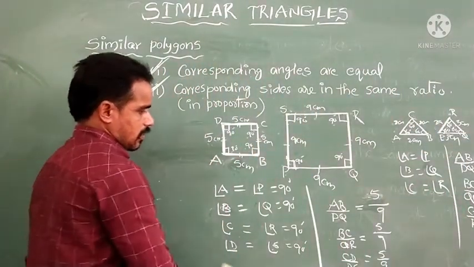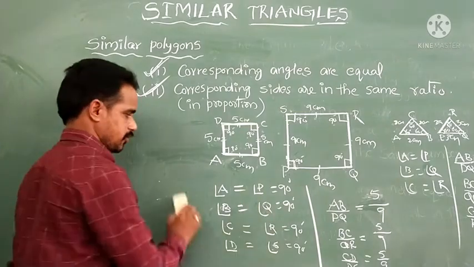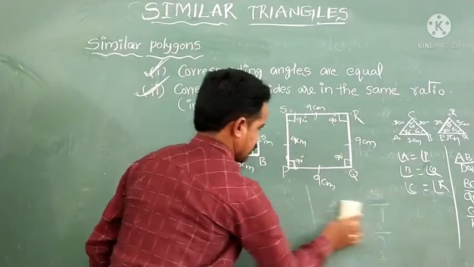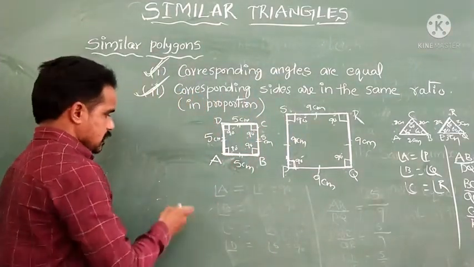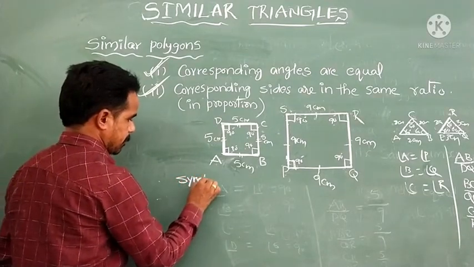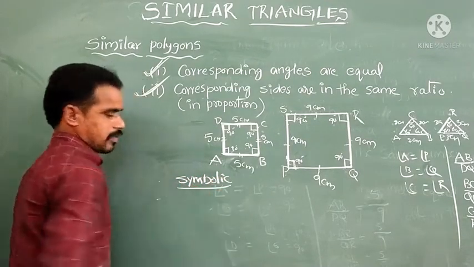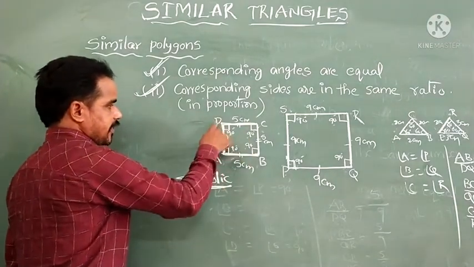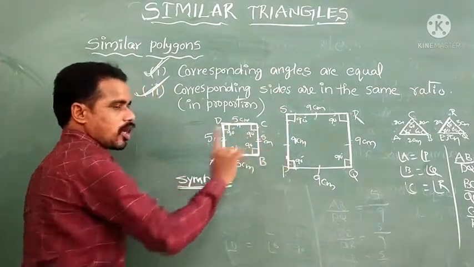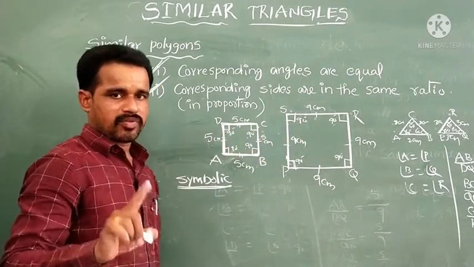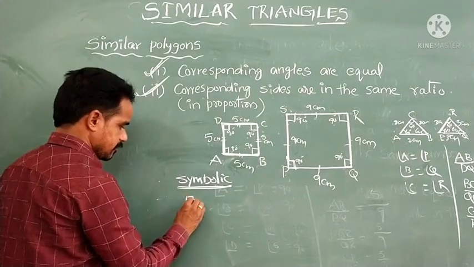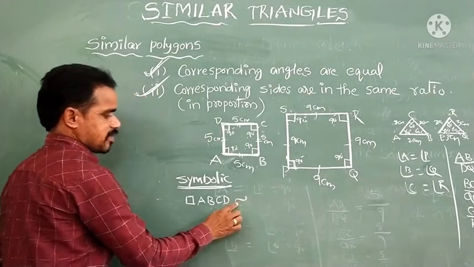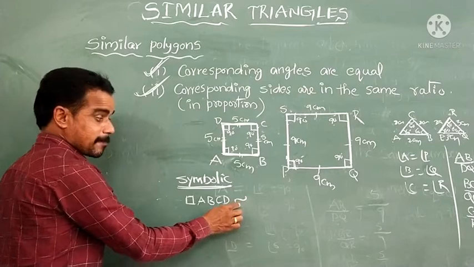Yes. Have you noted it out? Yes, thank you. See, symbolic form. Here, square ABCD, square PQRS, these two are similar. How can we represent in symbolic form in mathematics? Square ABCD is similar. This is the symbol for similarity. This is the symbol for similarity.